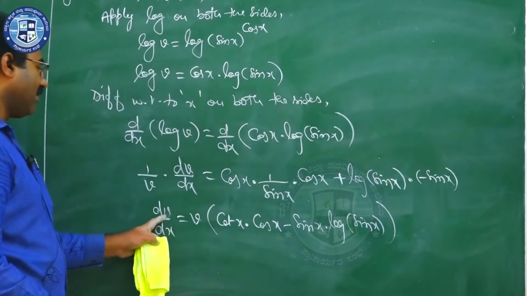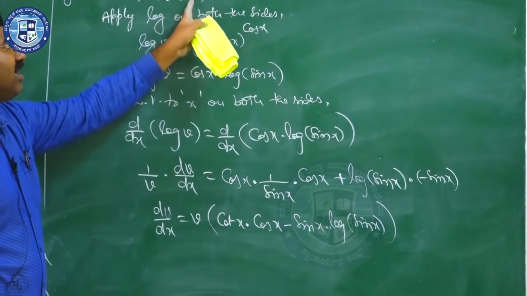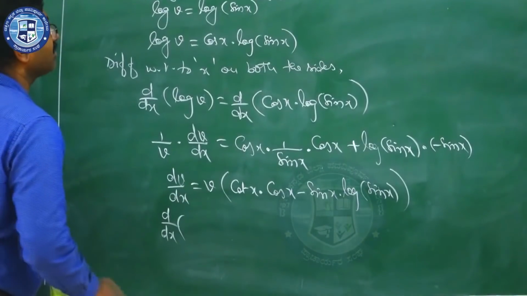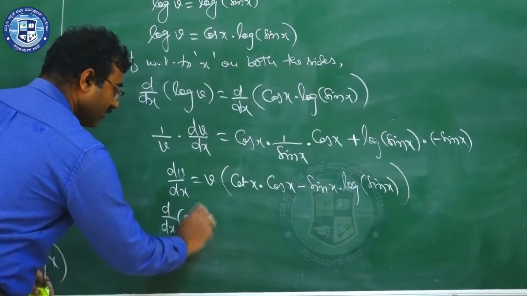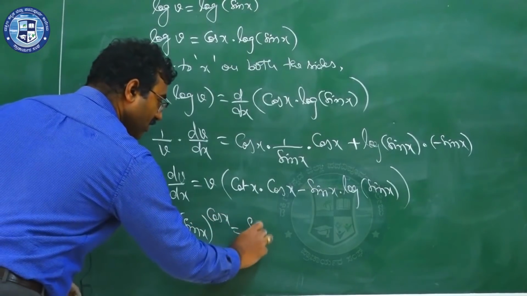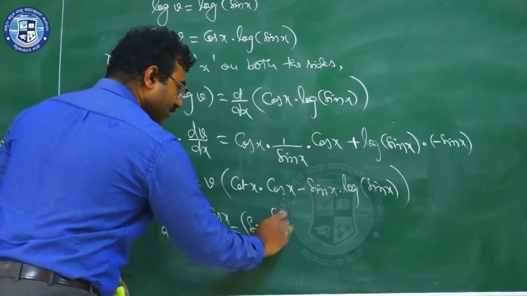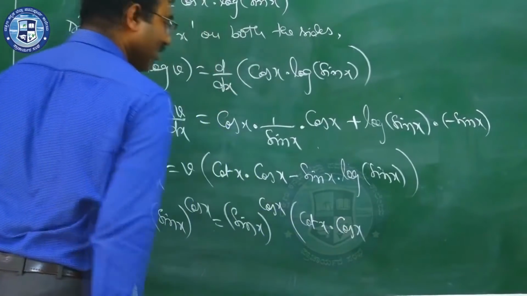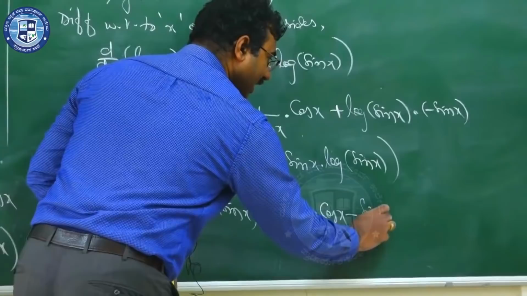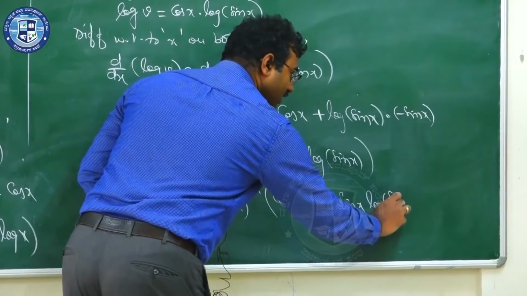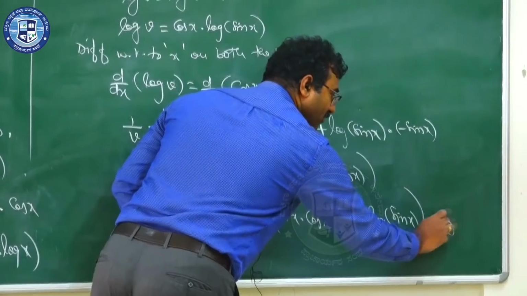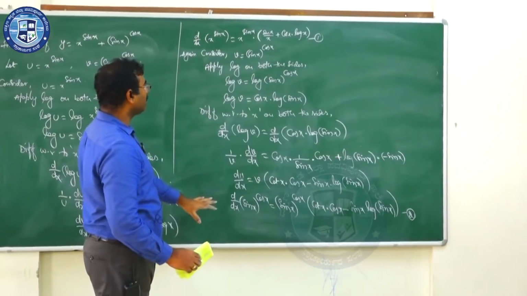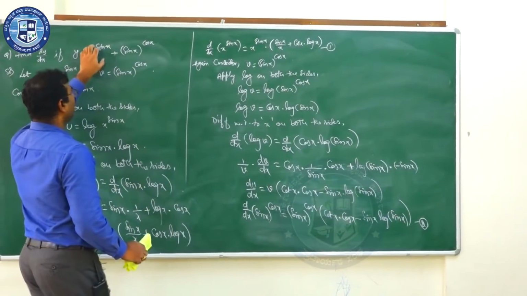Now we replace the v value. What is v? Sin x power cos x, we replace it. So d by dx of sin x power cos x is equal to sin x power cos x into (cot x into cos x minus sin x into log of sin x). This is 2, right? 1 and 2 you are having. These two values we make use of, and we evaluate now.